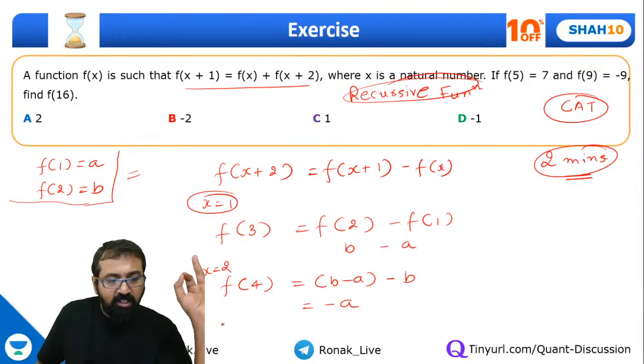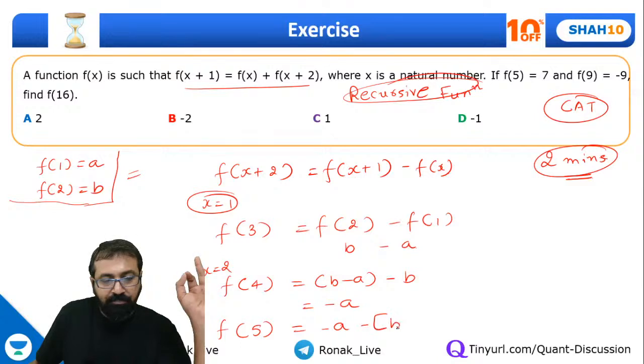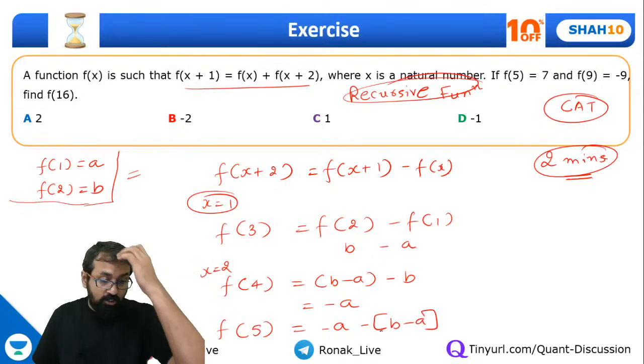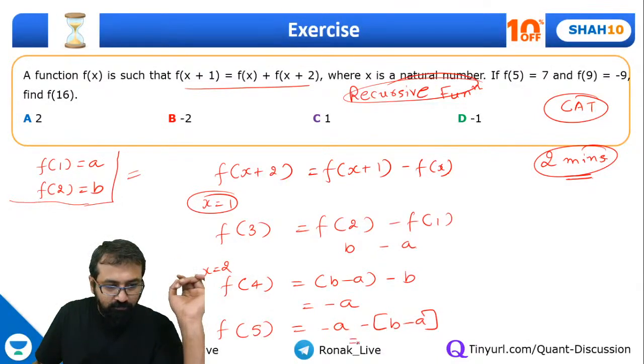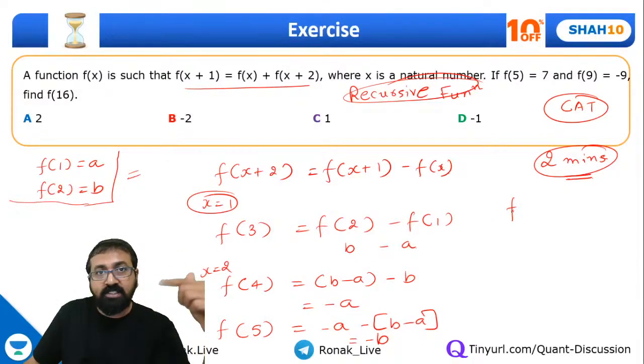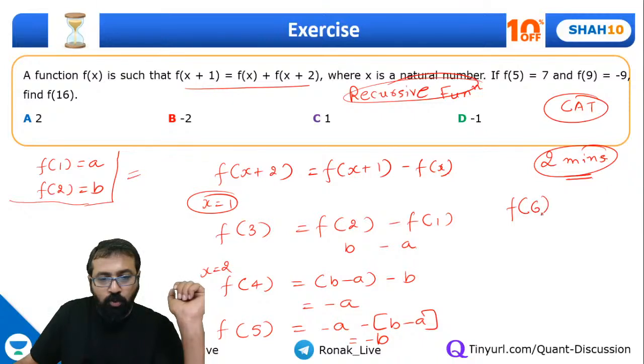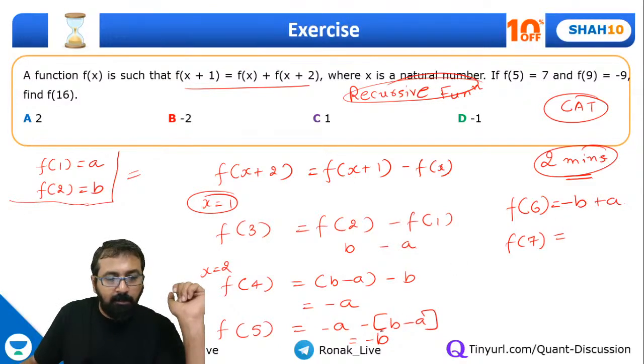with minus of a. Same way, if you try to find out f of 5, f of 5 will be f of 4 minus f of 3, that is minus a minus (b minus a). If you solve this, you will get minus b, isn't it? Same way, let me just do it and you will see that values will start getting repeated. Okay, so this is what we want to observe. f of 6 will be f of 5 minus f of 4, that is minus b plus a, and f of 7 will be equal to f of 6 minus f of 5, so minus b plus a plus b, so it will come out to be a.